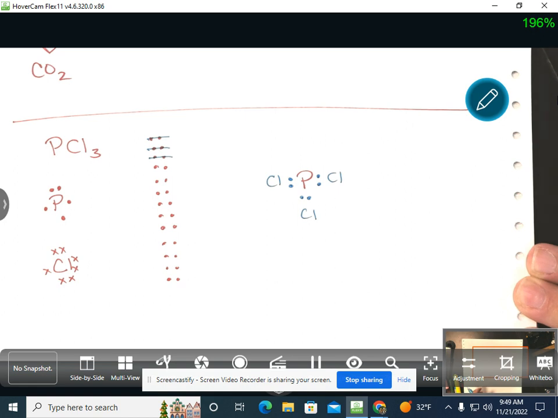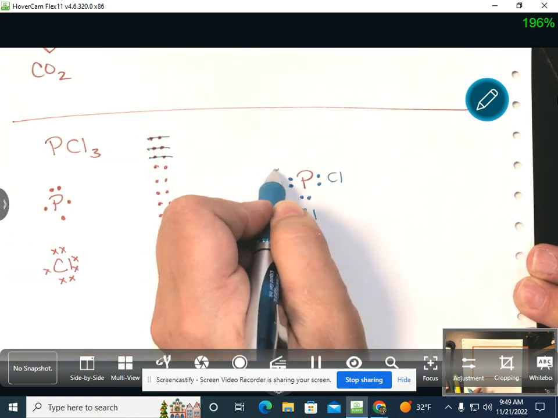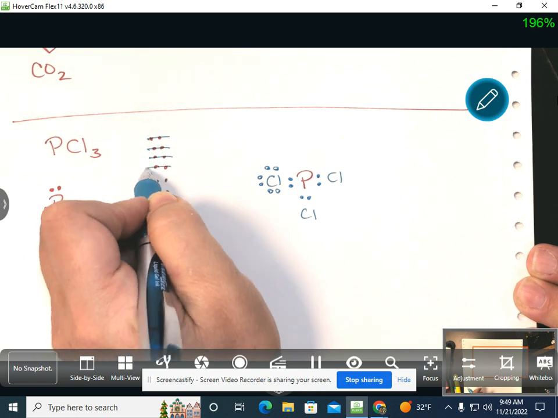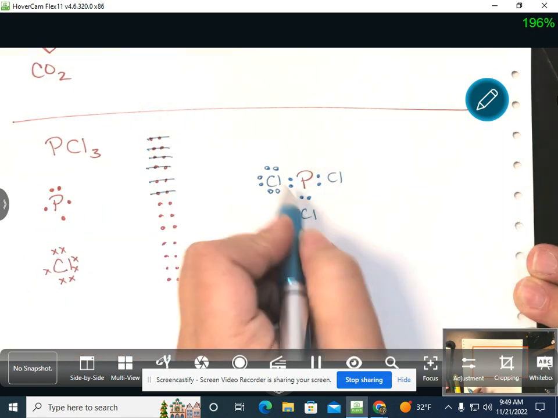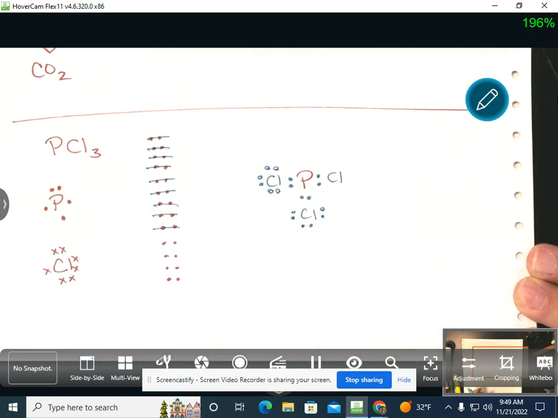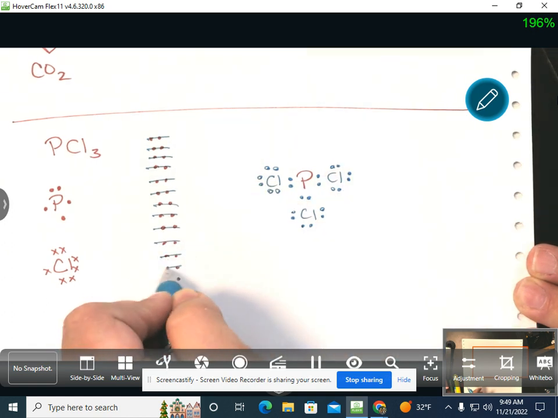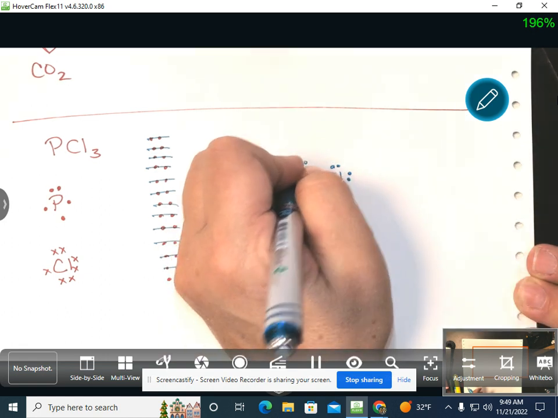Now, who gets the electrons next? The P or the Cl? Who's stronger? A Cl. So let's put 3 more pairs of electrons on this Cl. That used up 3. Am I going too fast? Or are you okay? Let's put 3 more on this Cl. Let's put 3 more on this Cl. I have 1 pair left. Where is it going? On the P.